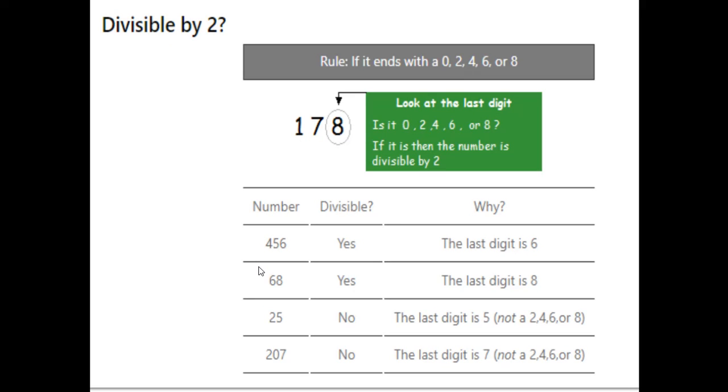For divisibility by 2, the rule is, the last digit has to be 0, 2, 4, 6 or 8. If the number ends with any of these 5 digits, it means that the number is divisible by 2. So 178, the last digit is 8, so it is divisible by 2. Here also I have given examples. Whenever the last digit is 0, 2, 4, 6 or 8, the number is divisible by 2.